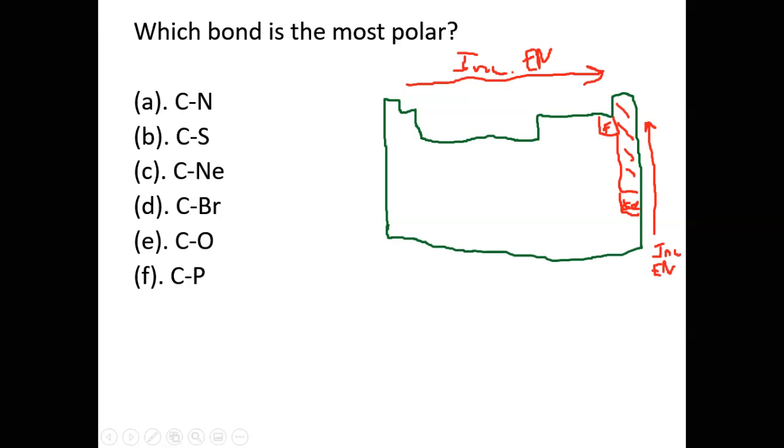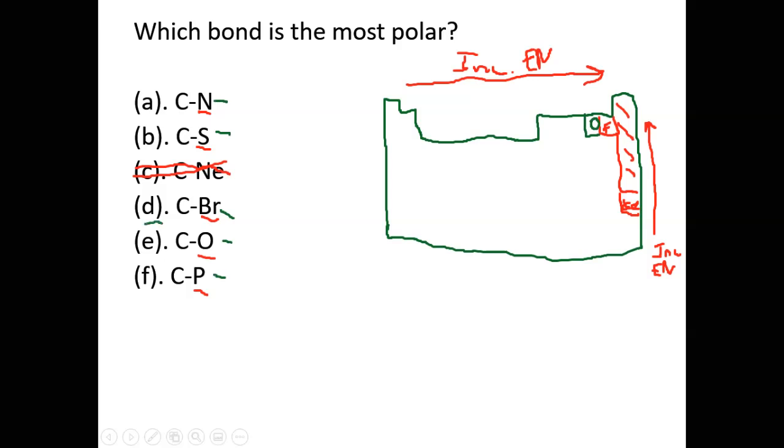bond. So we can go ahead and already negate the one with neon, because that's a noble gas and there's no bonds made with neon. The only one was xenon at the bottom. And so we got nitrogen, sulfur, bromine, oxygen, phosphorus. We want to look to see which one of these is the closest to fluorine. That's going to tell us which one's going to be the most electronegative. And so next to fluorine, we have oxygen. So oxygen is the most electronegative element out of all of these listed.